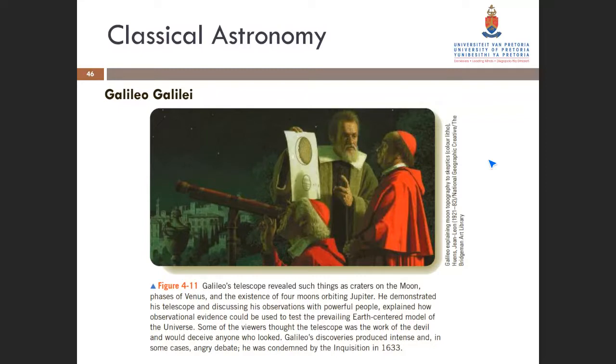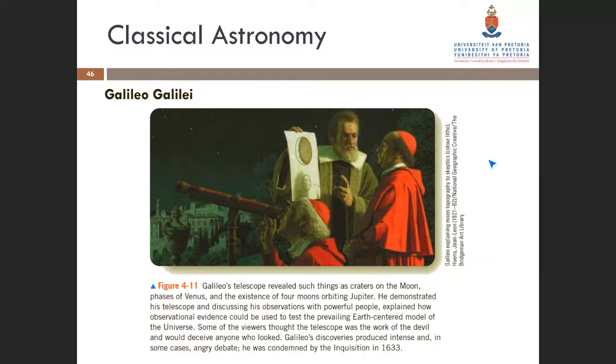So Galileo's telescope revealed such things as craters on the moon, phases of Venus, and the existence of 4 moons orbiting Jupiter. He demonstrated his telescope and discussed his observations with powerful people. He explained how observational evidence could be used to test the prevailing Earth-centered model of the universe.